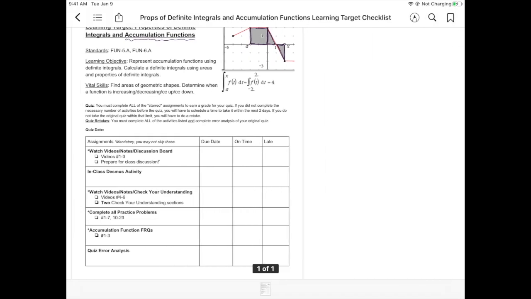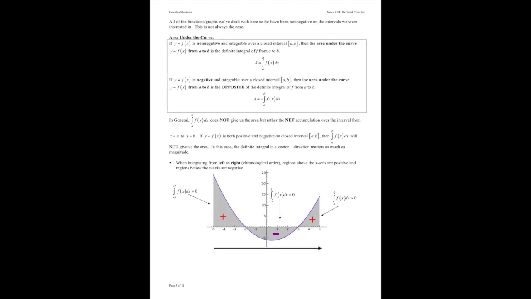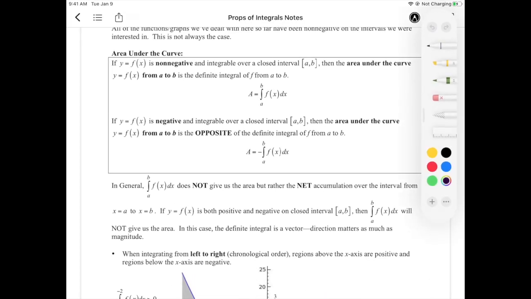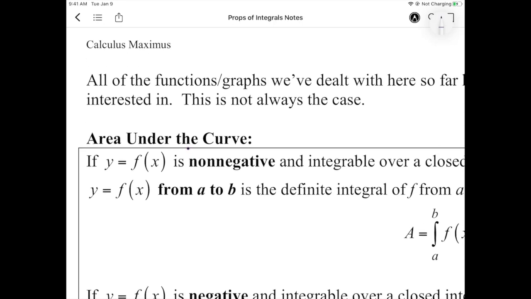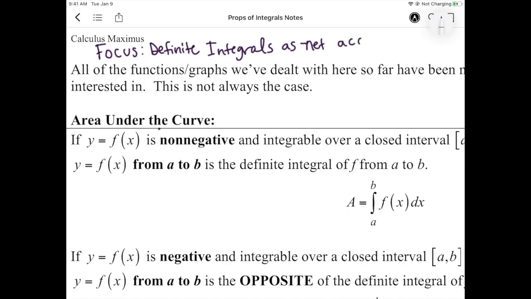All right. So let's go to our notes, starting with this page right here. And I just want you to be able to have some sort of focus for these notes. So let's write this at the top, what our focus for this video is going to be. Our focus is definite integrals as net accumulation. So there's that word again, accumulation. And what we mean by net accumulation is that this can be a positive value or it can be a negative value.